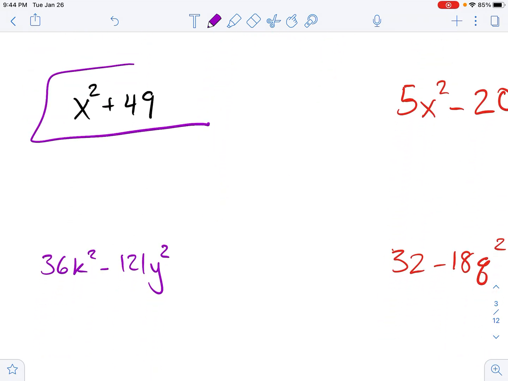Let's look at x squared plus 49. Cool, two squares. Love it. This is prime. Why? Because it's addition. It's not a difference of two squares.